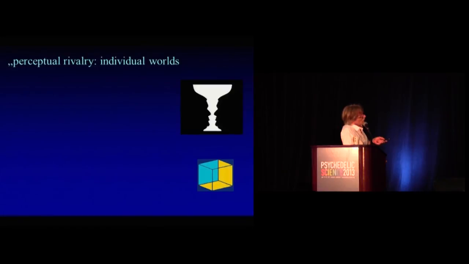It's perceptual rivalry. You see the vase or the face, but you cannot see both things simultaneously processed to a similar extent. Or here, a Necker cube, where it turns in, turns out. You cannot control these things. In this process, consciousness jumps in. It's completely unconscious. You don't have the possibility to modify the switching rates.